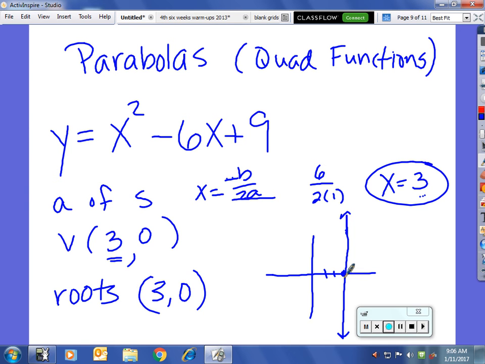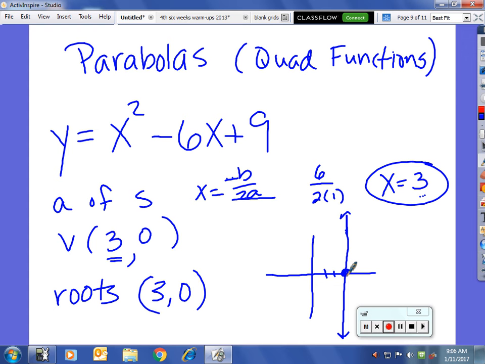That means the turning point actually happens once you get to the x-axis. It starts turning as soon as it touches the x-axis. So every once in a while, you're going to have the same point for root and same point for vertex. That's not something that happens all the time, but you will encounter that.